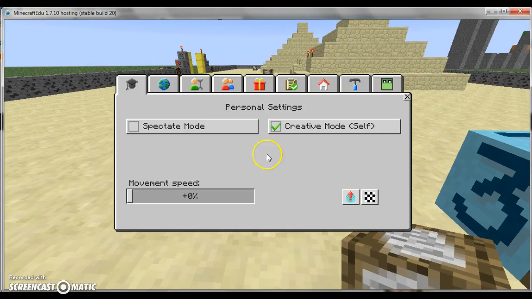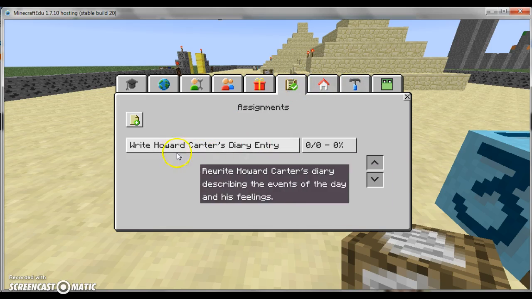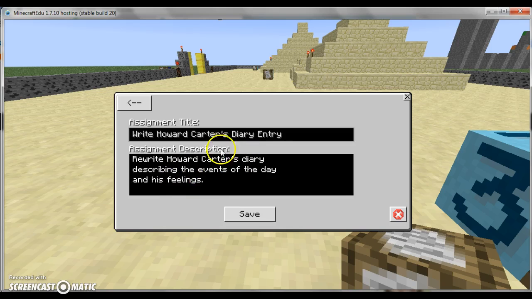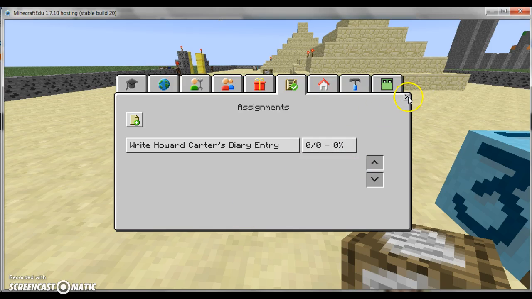They would come out here, and this would tell them what they have to do. So basically the assignment is to write Howard Carter's diary entry, and an important thing is for them to describe the events of the day and his feelings. And like I said before, it's important for them to really put themselves in his shoes and to capture the feelings that he has as he makes his discovery.